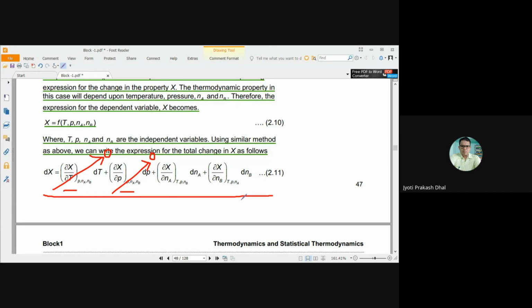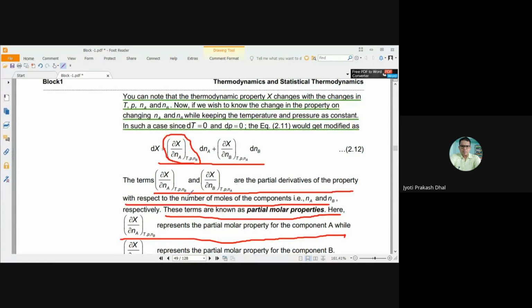That means for an open system, while we are doing any type of experiment in the laboratory, we are performing the experiment at constant temperature and pressure. So the two terms will be cancelled. Only we will consider the third and fourth term. So the equation will become dX equals del X by del Na dNa at constant T, P, Nb, plus del X by del Nb dNb at constant T, P, Na.